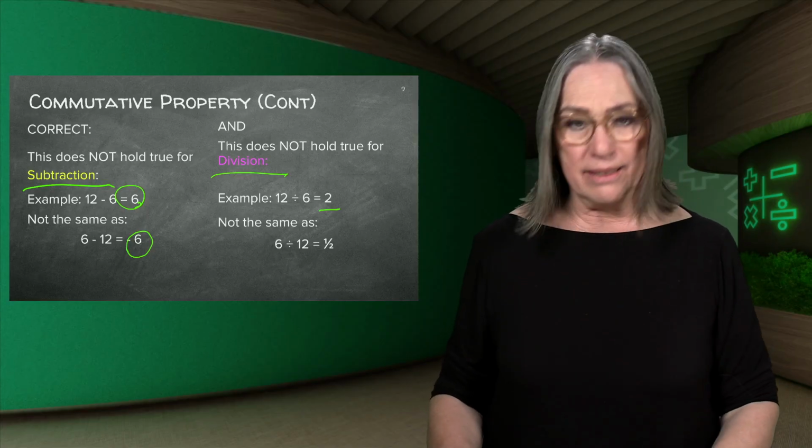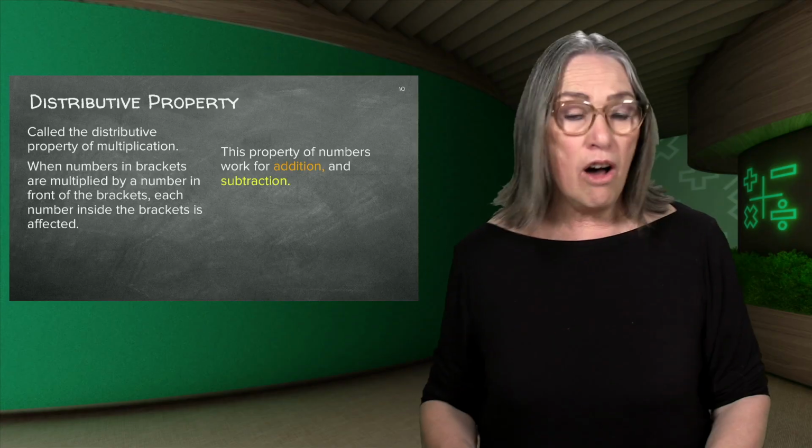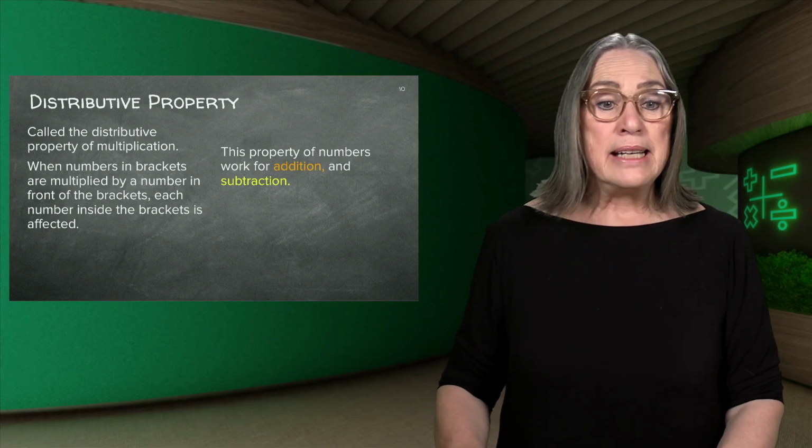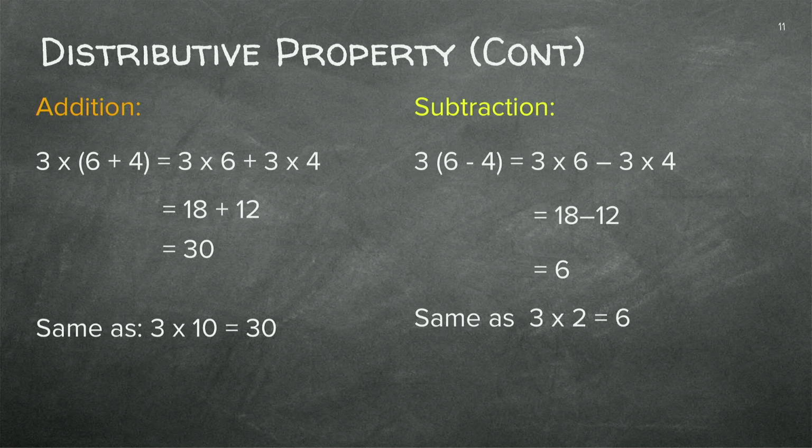Now the last one I want to discuss is the distributive property of multiplication. So when numbers in a bracket are multiplied by a number in front of the bracket, each number inside the bracket is affected. Let me explain. Say for example, 3 times (6 plus 4). So you multiply 3 times 6 and 3 times 4. So that gives us 18 plus 12 gives us 30.